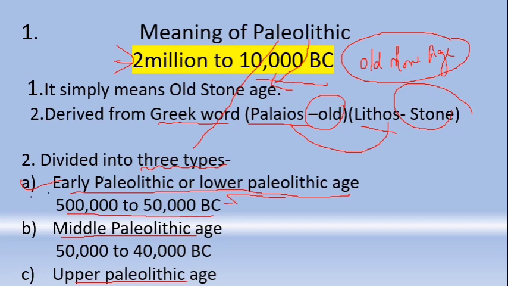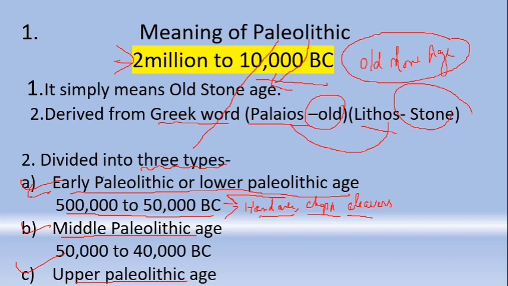What are the characteristics that make a difference among these three? First characteristic we see in the Early Paleolithic Age is that the tools they used are called the hand axe, choppers and the cleavers. These are the three tools we found in the Early Paleolithic or the Lower Paleolithic Age: hand axe, choppers and the cleavers.